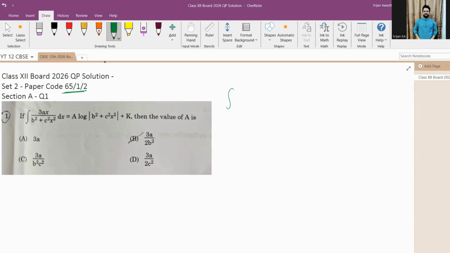What you have to do is they are asking integration of 3ax over b square plus c square x square dx. Now whatever the answer is, although it also looks like a log mod of b square plus c square x square, so something must have been substituted, and that is what comes to our mind as well. So what we are doing is we are saying let b square plus c square x square is equal to u, or whatever t you can call it.